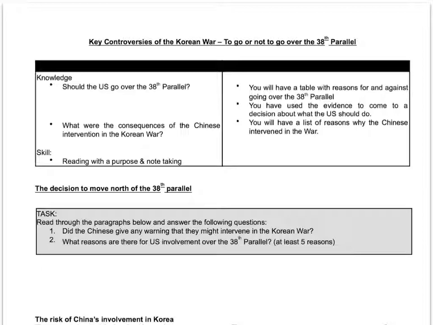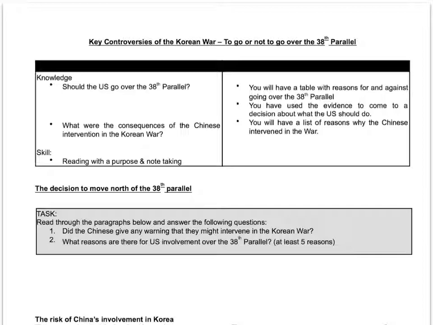The skill you'll be using will be reading with purpose and note-taking. The outcomes will be that you will have a table with reasons for and against going over the 38th parallel. You will have used that evidence to come to a decision about what the United States would do, and you will have a list of reasons why the Chinese intervened in the war. The decision then to move north of the 38th parallel.